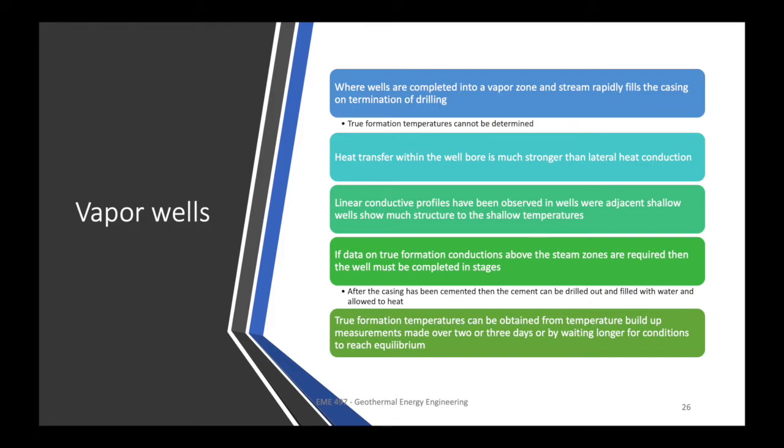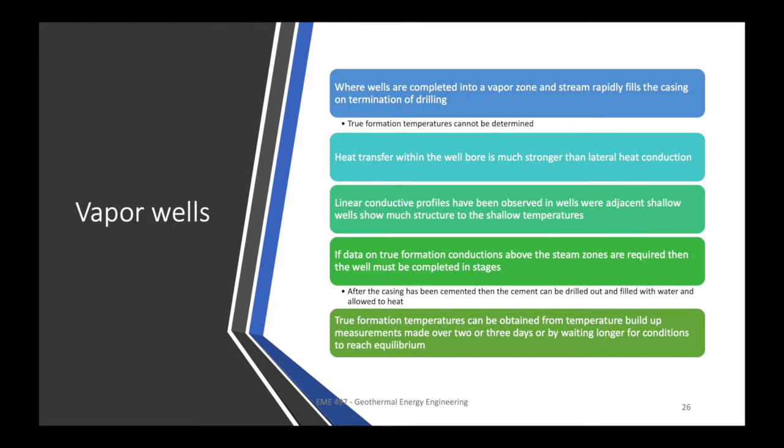Vapor wells. This is where wells are completed into a vapor zone and steam rapidly fills the casing on termination of drilling. In this case, true formation temperatures cannot be determined. Heat transfer within the wellbore is much stronger than lateral heat conduction. Linear conductive profiles have been observed in wells where adjacent shallow wells show much structure to the shallow temperatures.